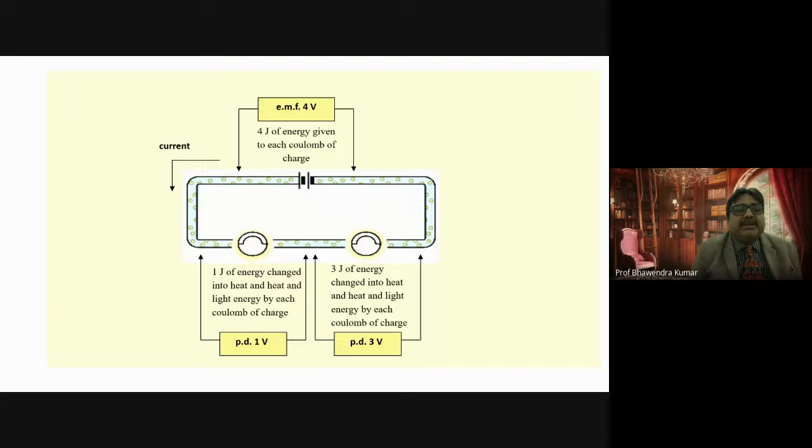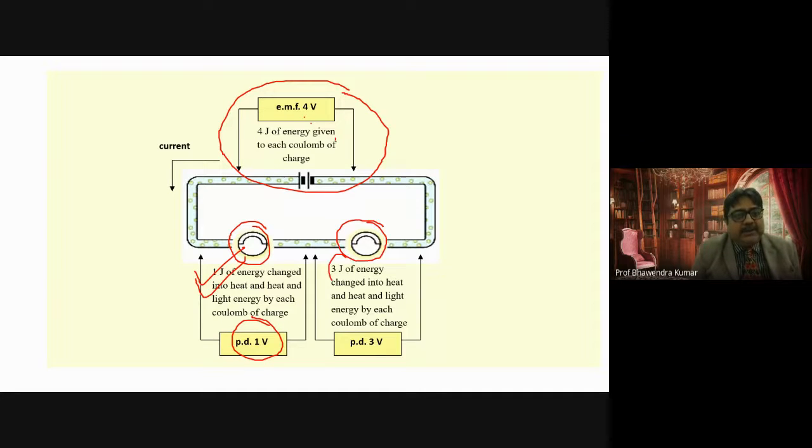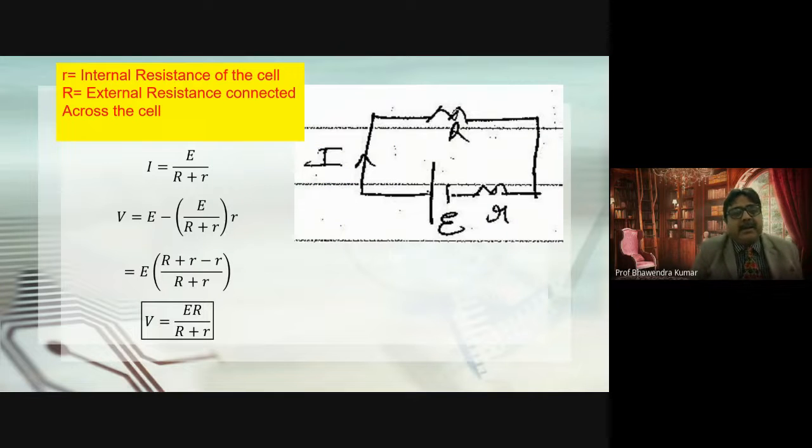Okay. So you can see in this diagram here, there is a 4 volt battery in which the electrical energy is being generated, meaning chemical energy is converted to electrical energy. It passes through one resistor where it loses 1 joule of energy per coulomb. So 1 volt is the potential difference. It passes through another resistor where 3 joule of energy is converted into heat per unit charge. So it will be 3 volts. Do you understand it? So this will be called the EMF of 4 volt. This will be called the potential difference. This will also be called the potential difference. This is the simple circuit. I hope you understand it.